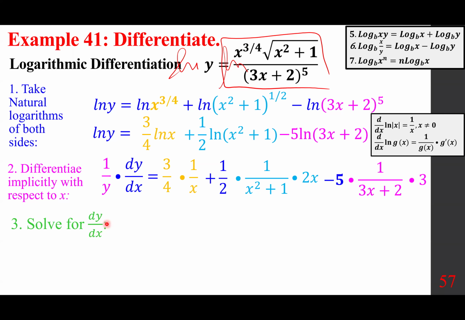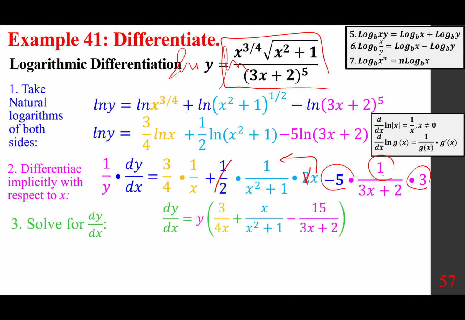Now solve for dy/dx. To solve for dy/dx, first of all, you take 1 over y to the other side. That means the right side times y. So y times the right side. What is the right side? 3 over 4x plus, this 1/2 cancels out the 2, and x goes at top. And this is negative 15.